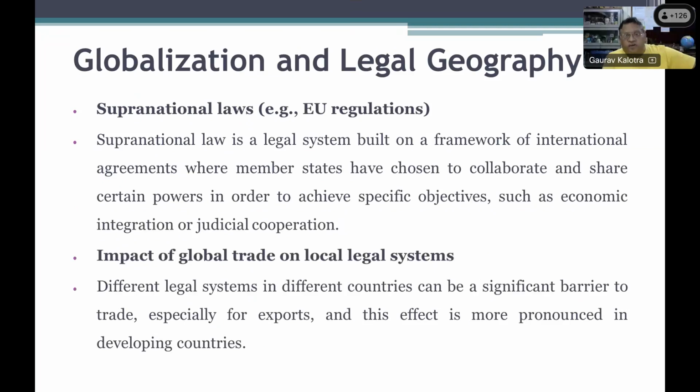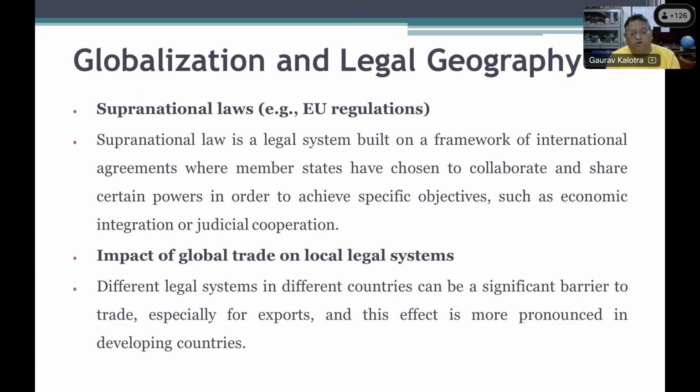Then we move to globalization and legal geography. With globalization, we say that the world has become a global village. When we talk about a global village, it means that the meaning of globalization was that all the boundaries should be abolished. And if you abolish all the boundaries, then the laws have to change, like in the case of the European Union. So there are supranational laws. Supranational law is a legal system built on a framework of international agreements where member states have chosen to collaborate and share certain powers in order to achieve specific objectives such as economic integration or judicial cooperation.